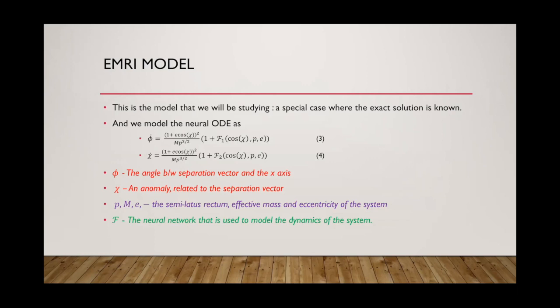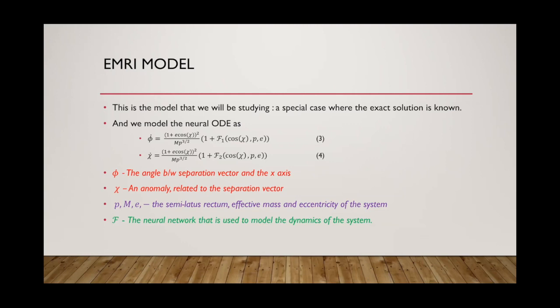And we don't have to go through the entire equation itself, but I just want to point out what the variables are, which are phi dot and chi dot. Phi over here is the angle between the separation vector and the x-axis, and chi is an anomaly which is related to the separation vector itself. The parameters that we'll be varying are P, M, and E, P being the semilatus rectum, E being the eccentricity, and M we'll just set to 1 to simplify our problem.